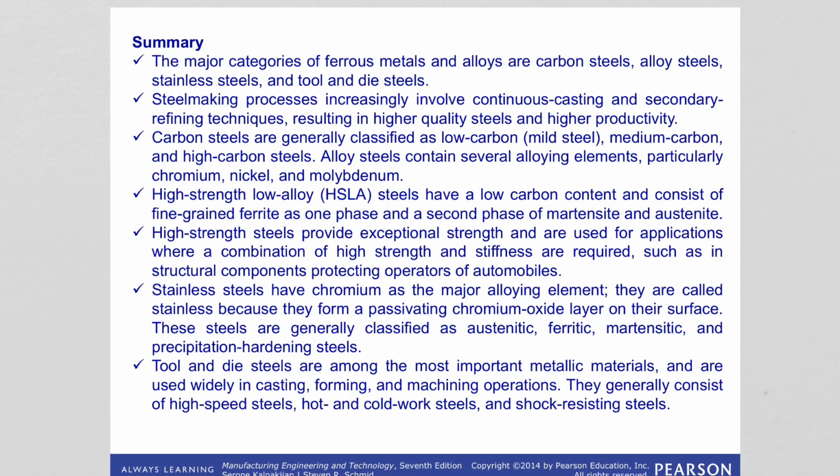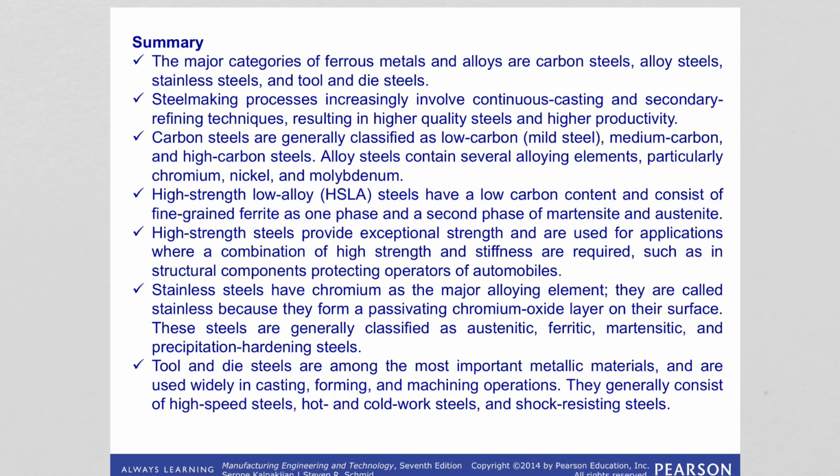They have low carbon content but a fine grained ferrite structure together with a second phase of martensite and austenite. And high strength steels provide exceptional strength and are used in many applications where high strength and stiffness are required, such as components of automobiles.